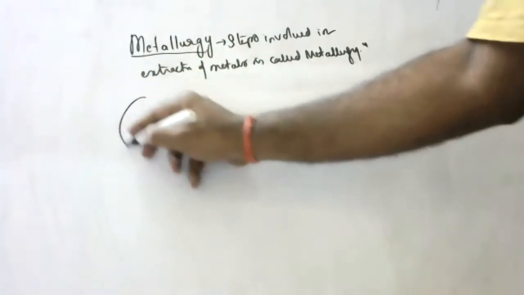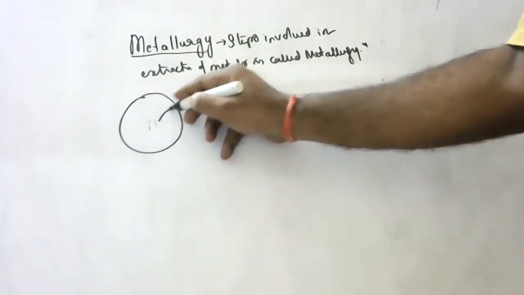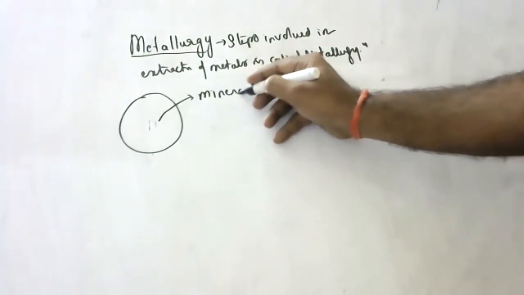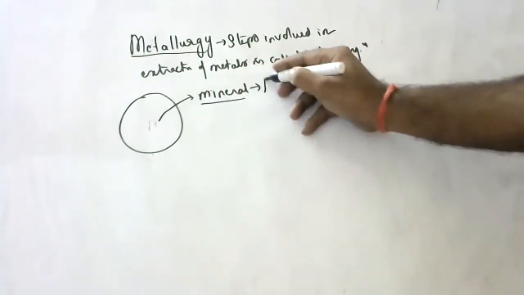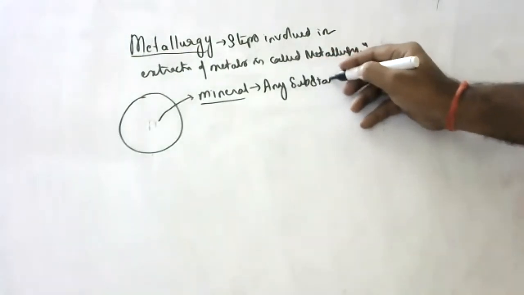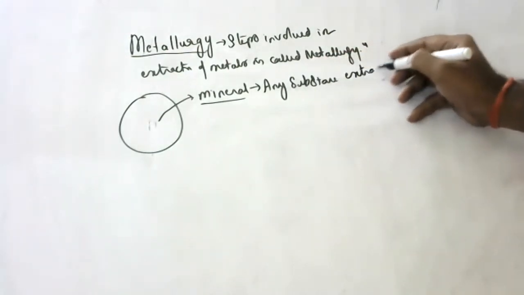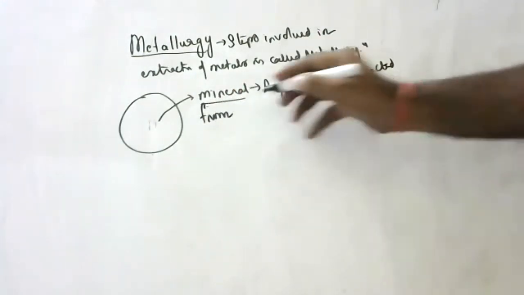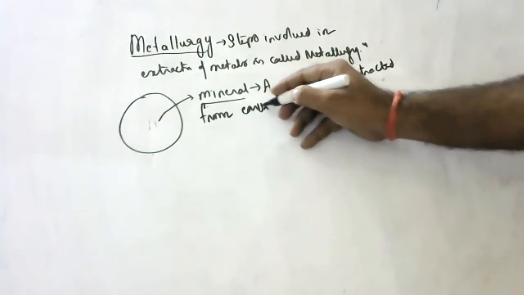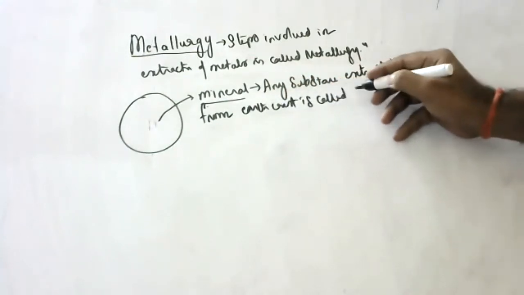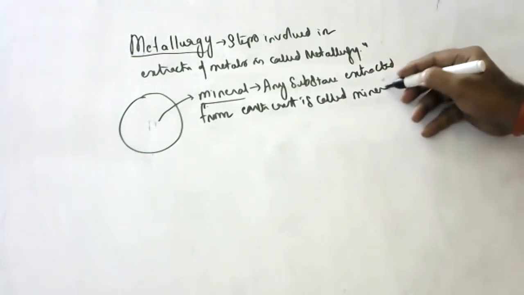Okay. See, this is earth crust. Whatever you extract from earth crust, that is called as mineral. What is mineral? Any substance extracted from earth's crust is called mineral.